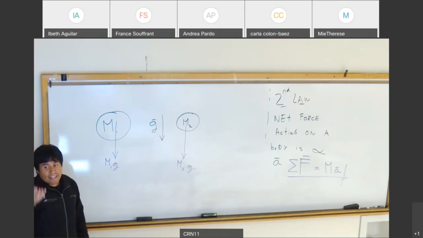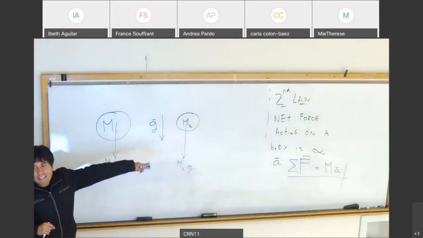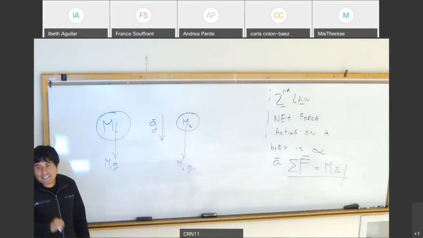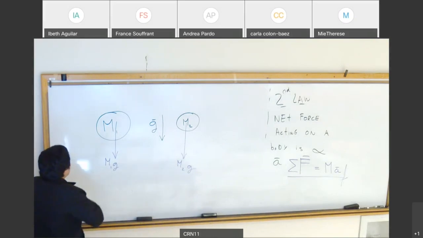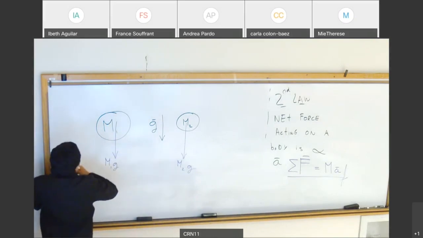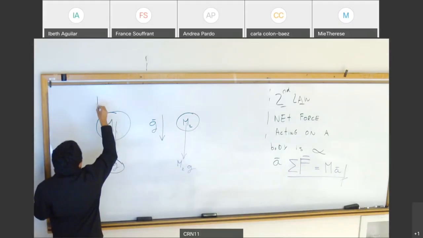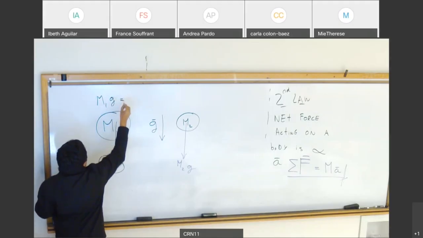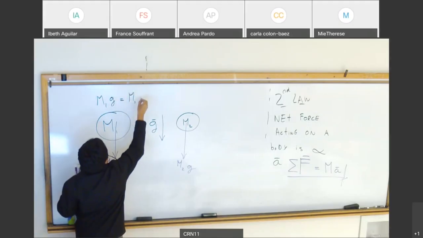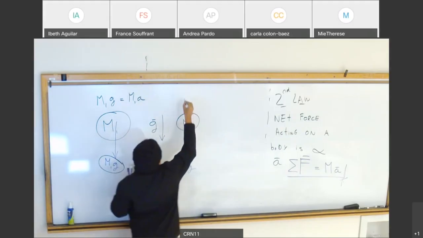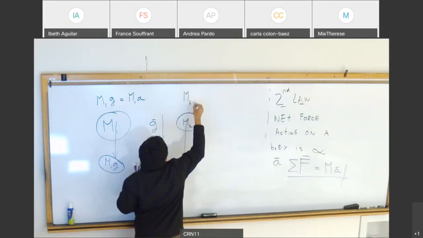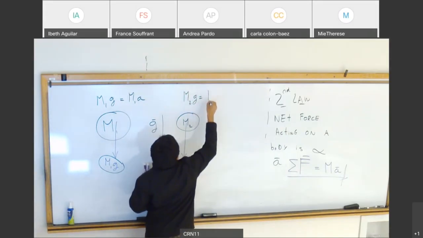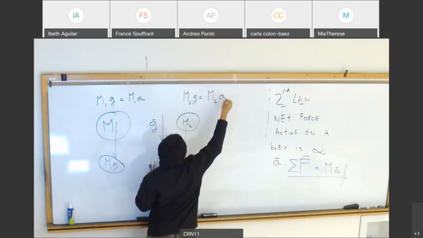They are accelerating towards the ground. According to Newton's second law, the force is equal to what? Mass times acceleration. So let's write here. The only force acting is this. So I can say M1 times gravity is equal to M1A. And here, M2 times gravity equals M2A.